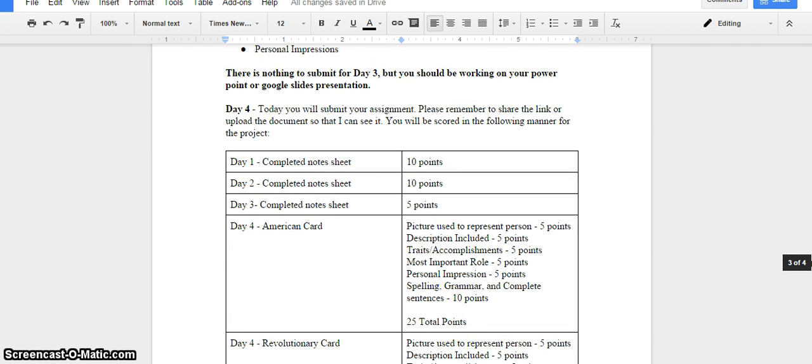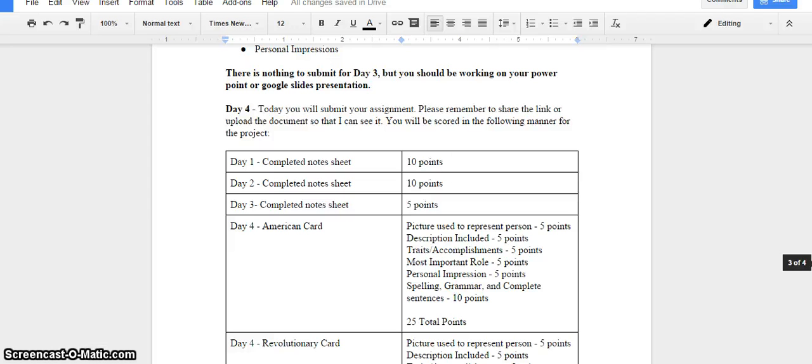Looking closer at the items that we are graded on for our American card. Do you give me a picture? Do you give me a description? Do you tell me their traits and accomplishments that are important? Do you tell me their most important role? Do you tell me a personal impression? Do you tell me what's important to them? And then you'll also be given 10 points on spelling and grammar.